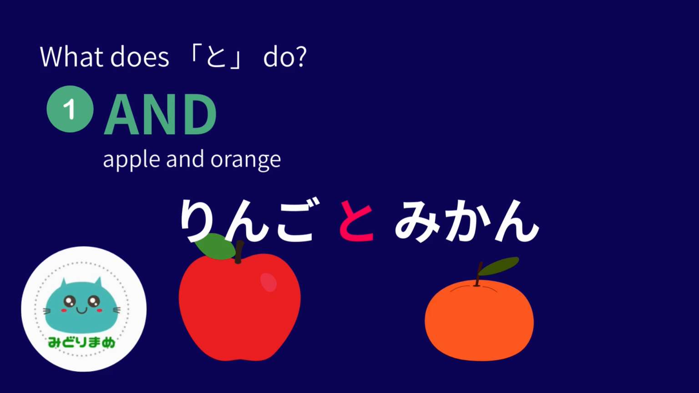Apple and orange. We use and in Japanese, we're gonna use と connect with apple and orange. So it's リンゴとみかん.